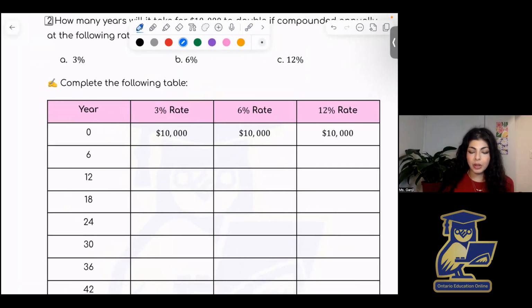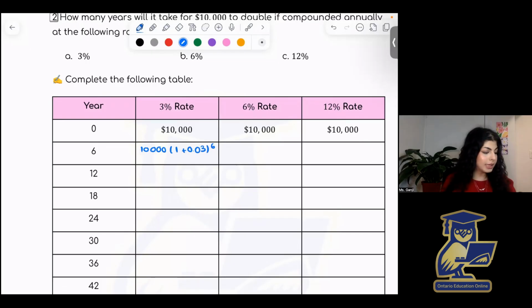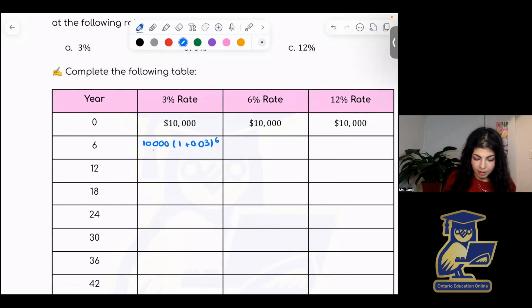So because this is compounded annually, then the rate just stays. So this one would be $10,000 times one plus 0.03, and after 6 years would be to the power of 6. And I will find a value here. 1.03 to the power of 6. And this will be 11,940. And maybe let's round to the nearest dollar.